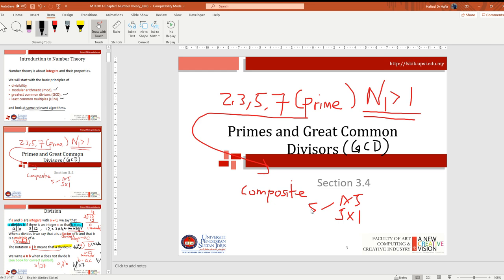a composite number. For example, 5 is a prime because the only way of writing it as a product is 1 multiplied by 5 and 5 multiplied by 1. Okay. Other than prime numbers, we call them composite. Composite, for example, 2, we have 4, we have 6. Okay.